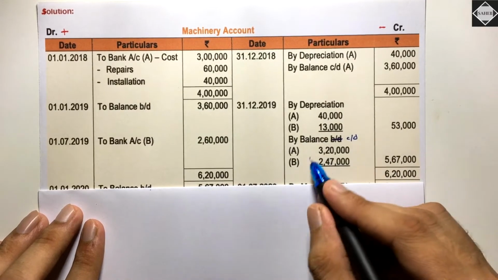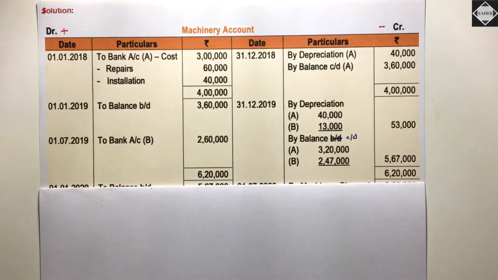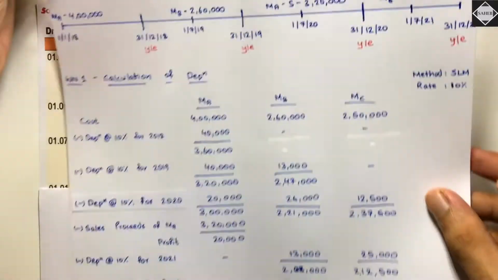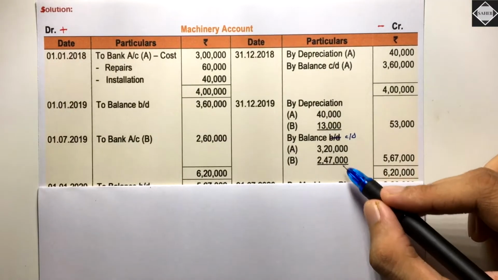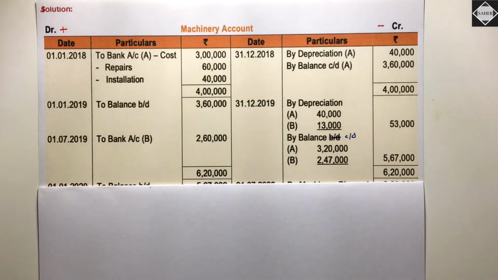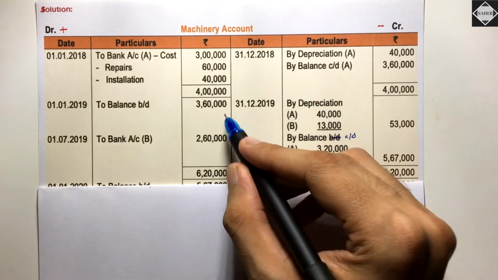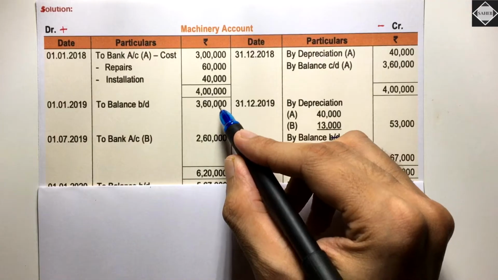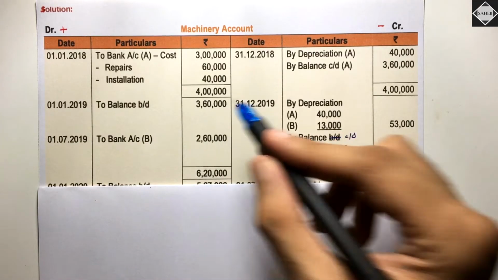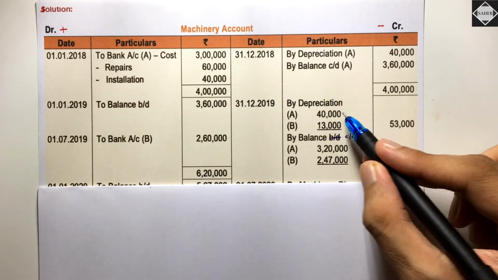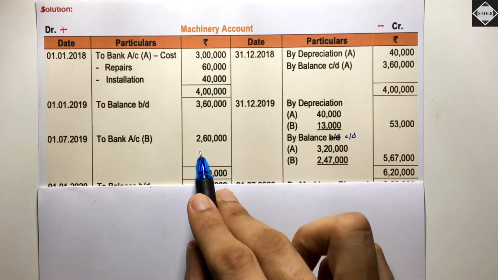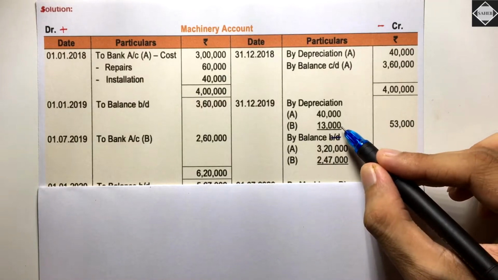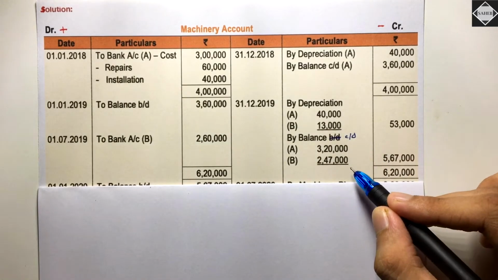But how did we calculate this? You can see this in the working note. It's directly there: 3,20,000 and 2,47,000. All they did here was take the opening balance. 3,60,000 is the machine A opening balance, minus the machine A depreciation, that's equal to 3,20,000. Then the cost of machine B, 2,60,000, minus 13,000 depreciation of machine B, is equal to 2,47,000.